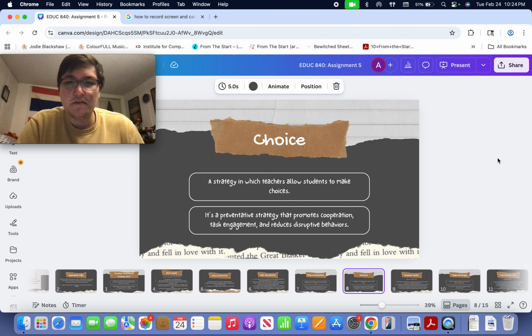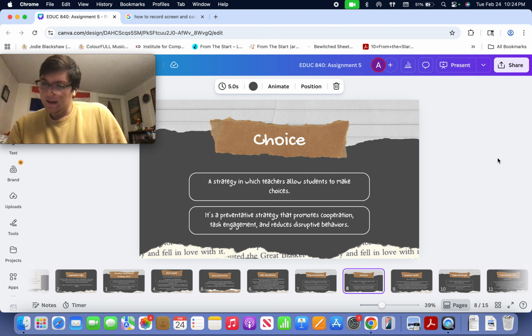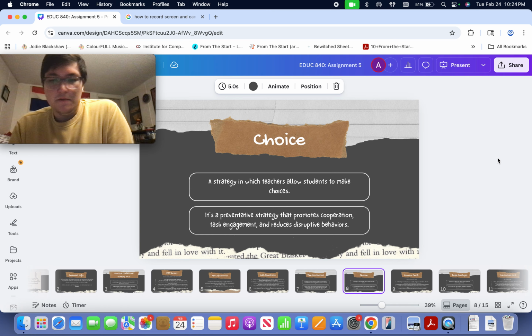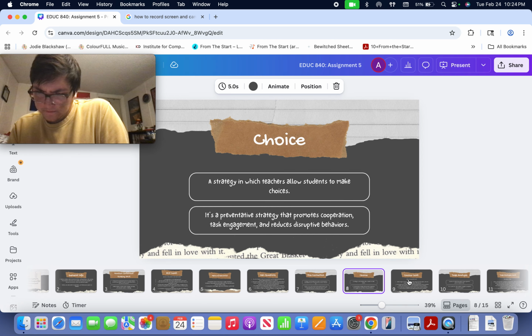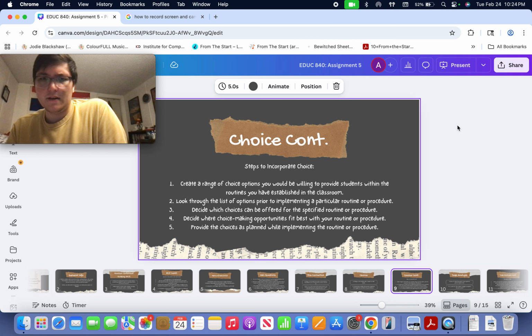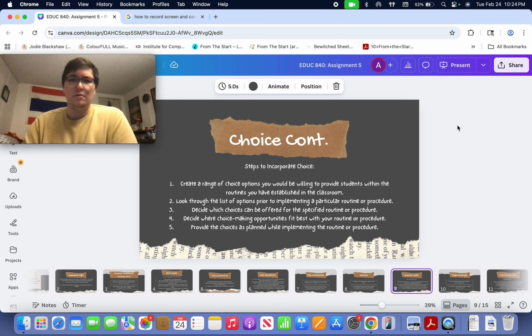And choice is a strategy in which teachers allow students to make choices. It's a form of preventative strategy that promotes cooperation, task engagement, and reduces disruptive behaviors. Now, there are a couple of different steps that you can take to incorporate choice in the classroom.